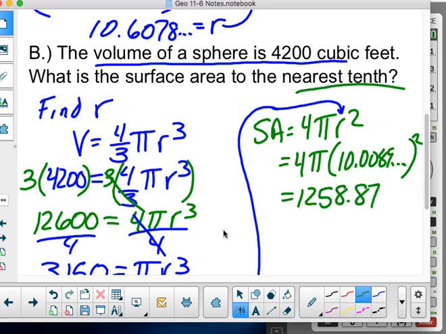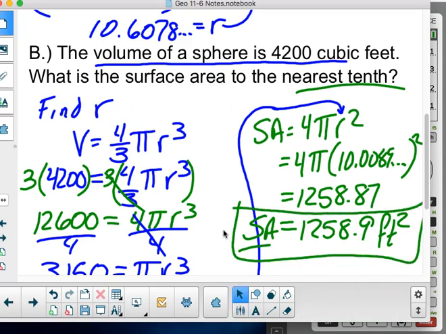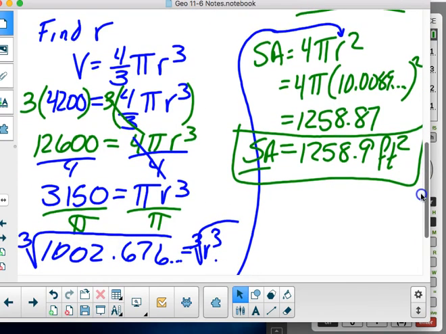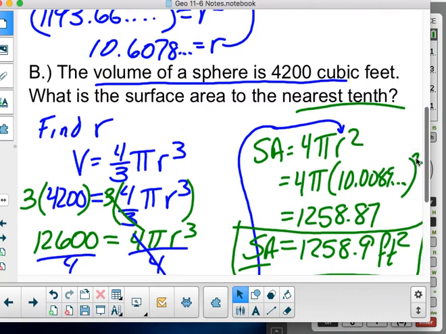And they want it to the nearest tenth, so it's 1258.9, and it is cubic feet for my volume, so it is feet squared for my surface area. Okay, so that's my answer I'm looking for. I'm expecting to see all this work. Notice I did work on my calculator. I showed my results of my work on my paper, so that way the person grading can know what happened.